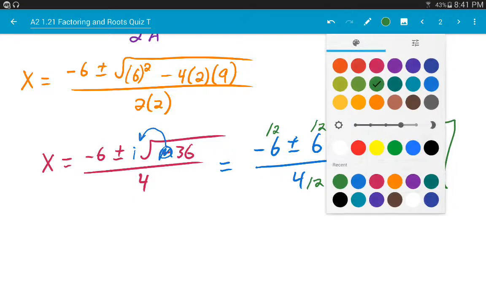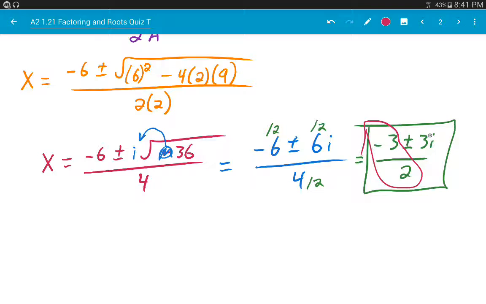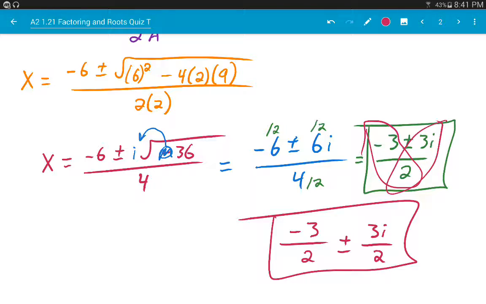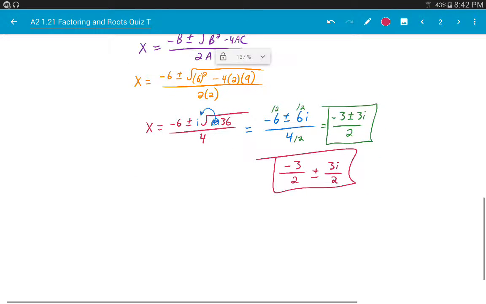You could also have opted to split it, and you could have gotten negative 3 over 2 plus or minus 3i over 2. That would be fine as well. Either of those is a full credit answer, so no big.